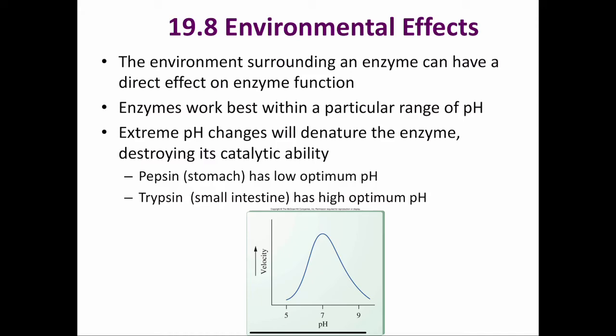Most enzymes are active only within a very narrow pH range. The cytoplasm of the cell has a pH of 7, and most enzymes function best at this pH. A plot of reaction rate versus pH for a typical enzyme is shown here below.